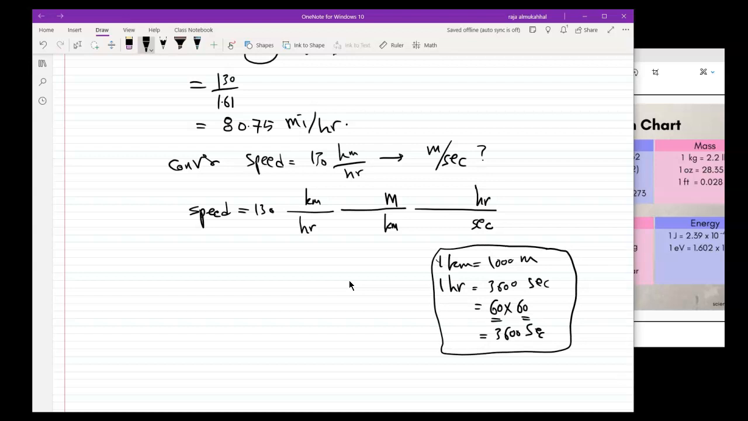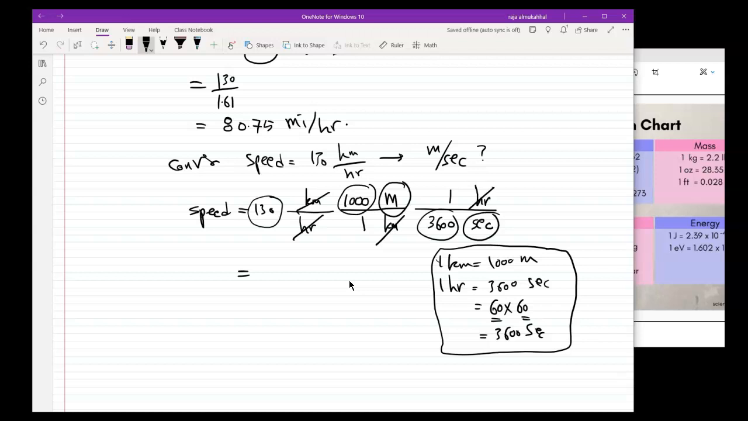Okay, so I have those conversion factors right there, and I just need to plug them in. So here I have 1,000 meters is equal to 1 kilometer, and 1 hour is equal to 3,600 seconds. Now make sure your units cancel out properly. So kilometer cancels out, hour cancels out, and I'm left with meters per second, and that's what I'm looking for. So I need to now use my calculator to calculate 130 times 1,000 divided by 3,600. I hope you're working with me.